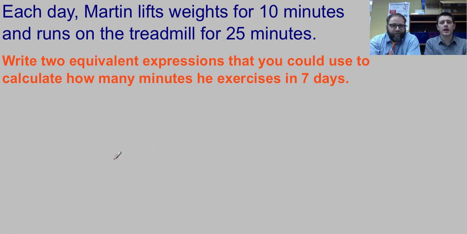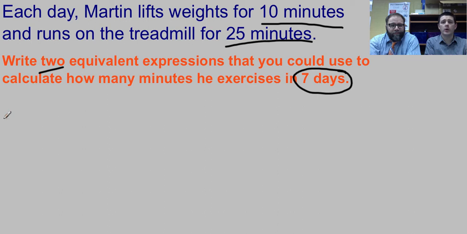So let's do the same thing again. Each day, Martin lifts weights for 10 minutes. It's a very quick workout. And then runs on the treadmill for 25 minutes. We want to write 2 equivalent expressions, so 2 different ways of getting the exact same answer if he exercises that way for 7 days.